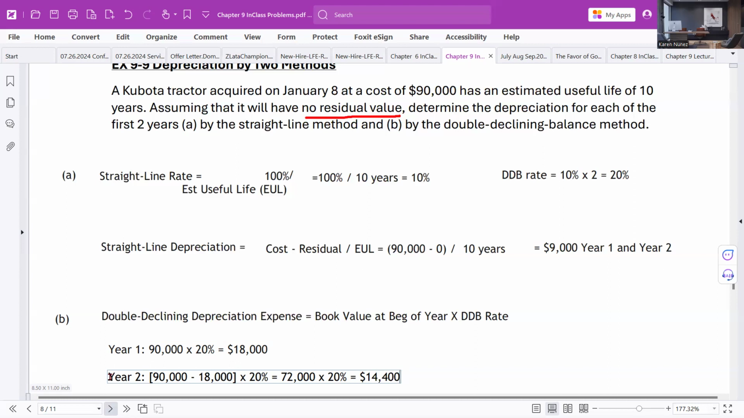Depreciation the first year is the book value, which is just the cost, times the DDB rate of 20%. We found that up here. And then the next year, it's the new book value at the beginning of the year, which is the 90,000 minus the first year depreciation. So in the second year, it's $72,000 as the book value times the DDB rate of 20%. And that allows us to compare the straight line method with the double declining balance method. And we have just a couple more left here.